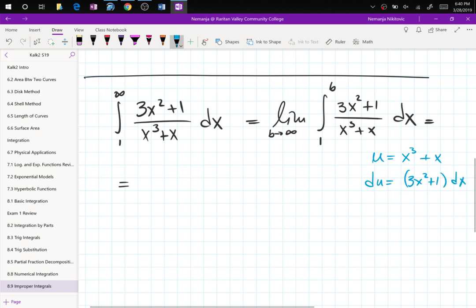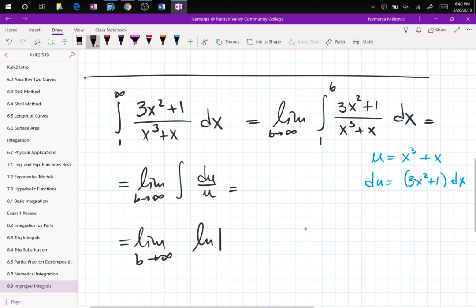So we're using a basic u sub because the problem is so nice. So now we go and we have our limit, b goes to infinity, integral. And we have du over u, which is the limit as b goes to infinity. And this is going to be ln u, so it's ln absolute x cubed plus x, calculated from 1 to b. You remember that you have to go back to x variables so that you can use your limit b goes to infinity when we eventually get there.